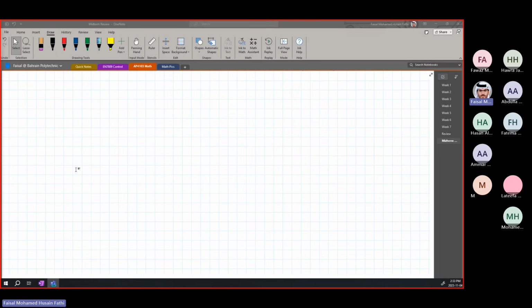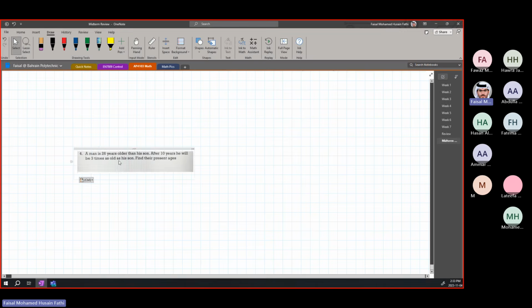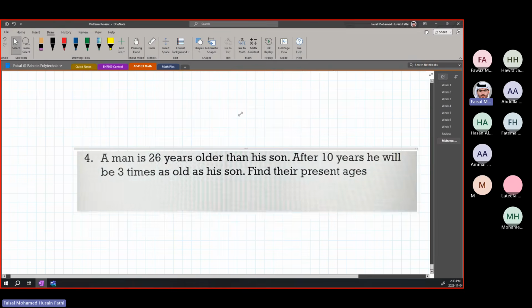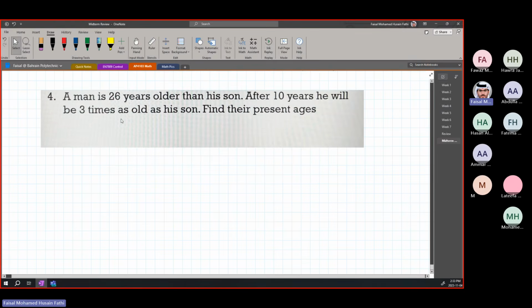So a man is 26 years. Okay, nice. I copy this image here. So this question: a man is 26 years old, 26 years older than his son. After 10 years, he will be 3 times as old.